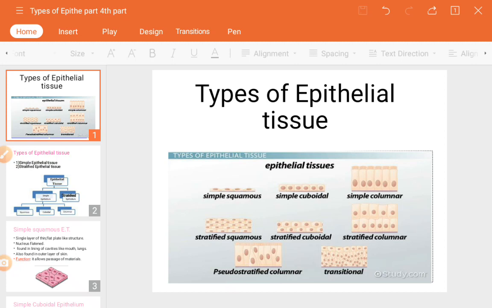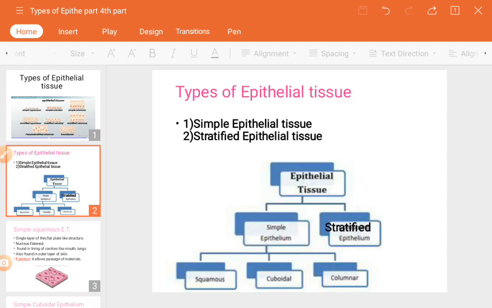So for your ninth standard, only two classifications are there. So the two classifications are again divided into subdivisions. So in the second slide you can see the major types of the epithelium tissue are simple epithelium tissue and the stratified epithelium tissue. So now what is meant by the simple epithelium tissue? The tissue which consists of only a single layer is known as a simple epithelium tissue.